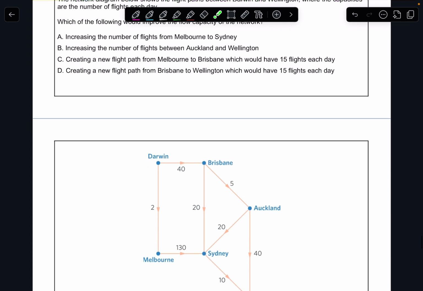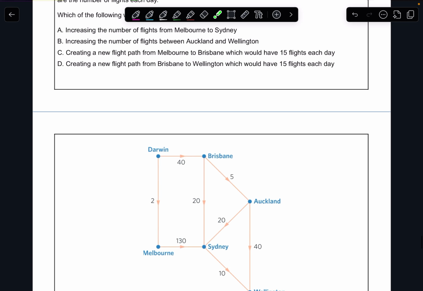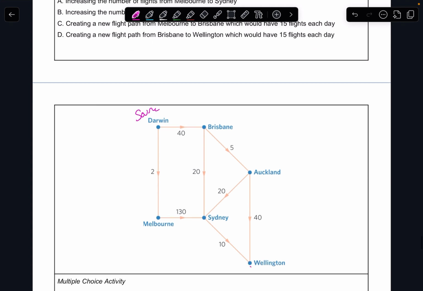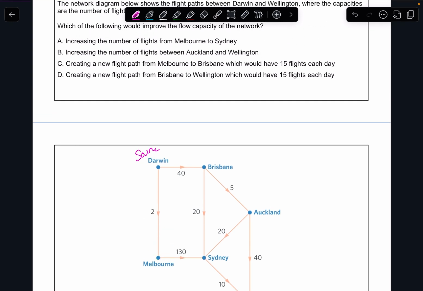So increase the number of flights from, well, first off, let's have a little look. If we increase the number of flights from Melbourne to Sydney, is that going to help? Well, no. Now, where's my source? This is my source. This is my sink. The reason why that's not going to help is because coming out of my source is only 2. So even if I increase this, there's still only 2 coming through here. So that's not helpful. So let's get rid of that one.